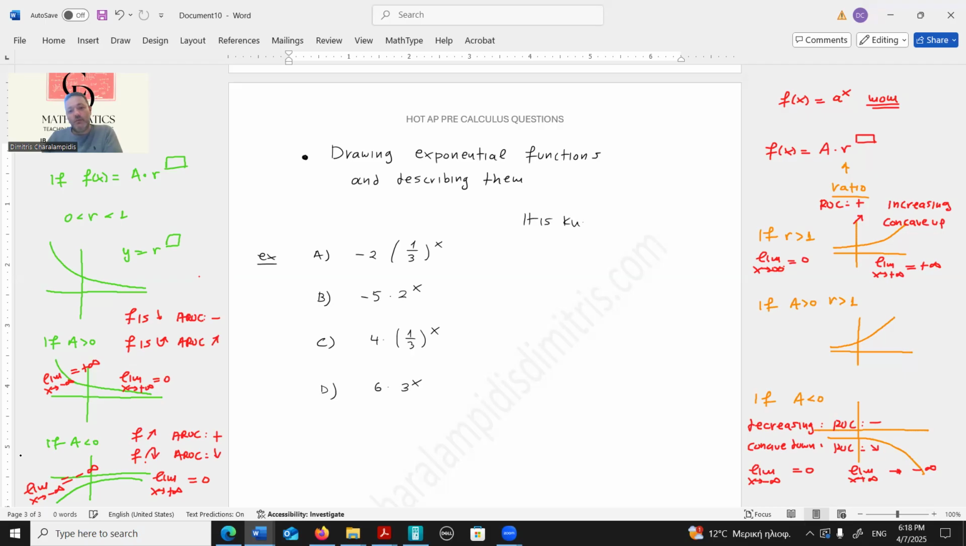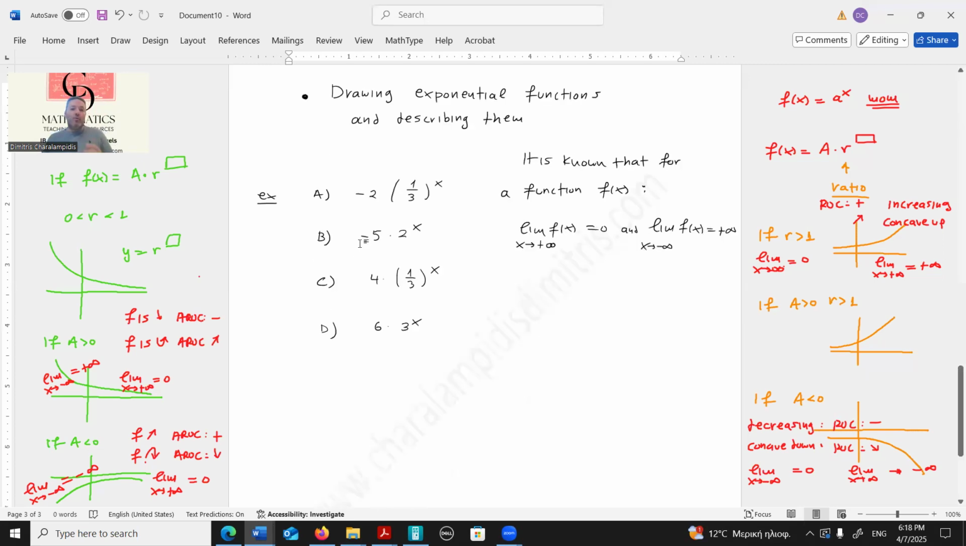It is known that for a function f of x, we have that the limit of f of x as x tends to plus infinity is 0, and the limit as x tends to minus infinity of f of x is plus infinity. Which one of A, B, C, D could be that function f?